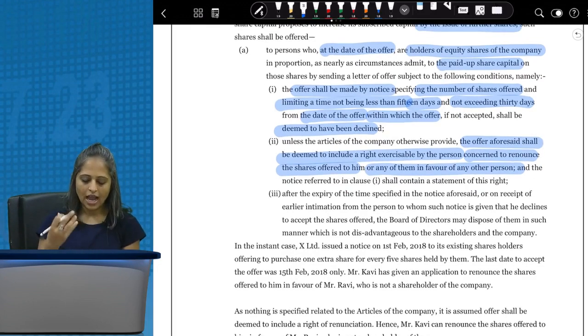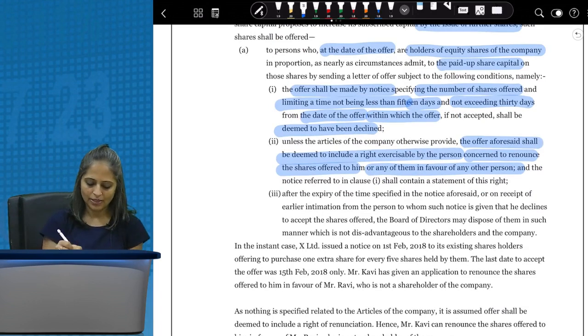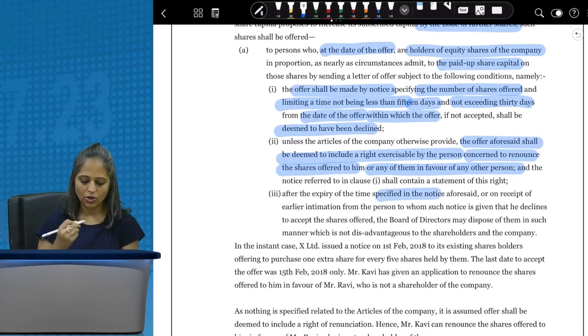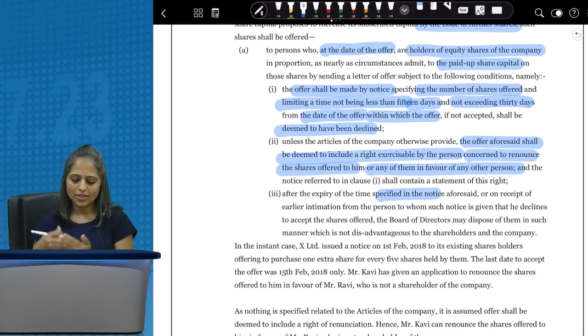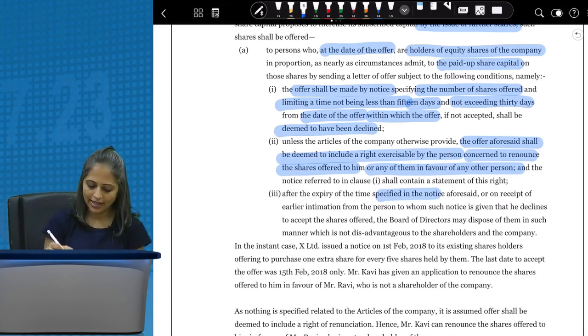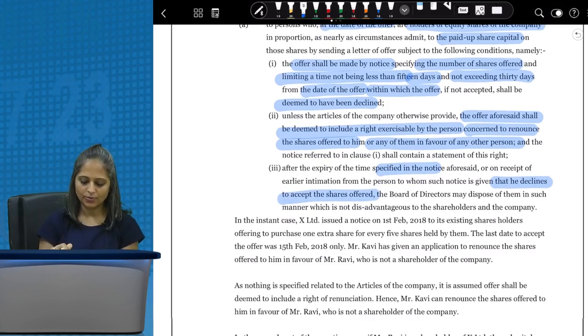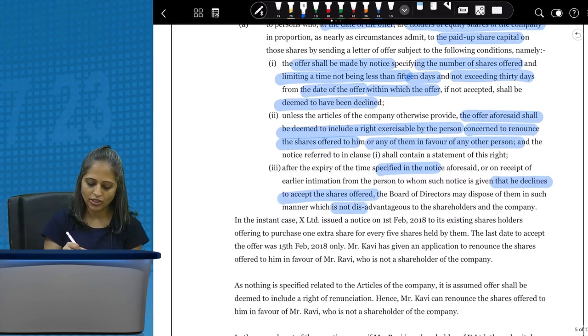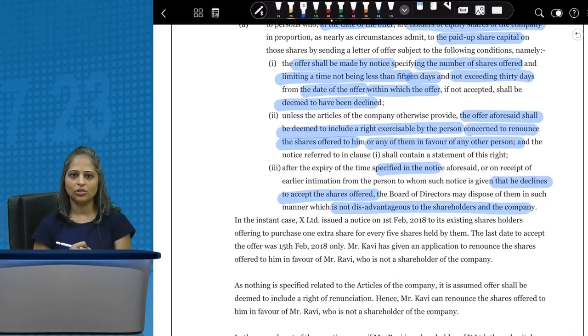After the expiry of the time specified in the notice aforesaid, or on receipt of earlier intimation from the person to whom such notice is given that he declines to accept the shares, the board of directors may dispose of them in a manner which is not disadvantageous to the shareholders and to the company. So this is what the Act is saying.